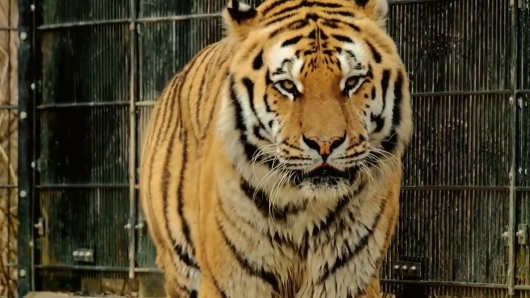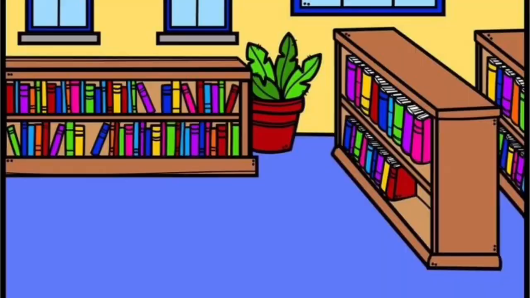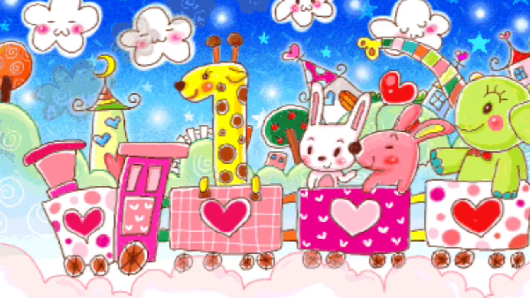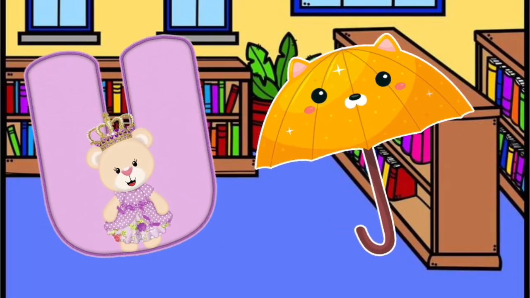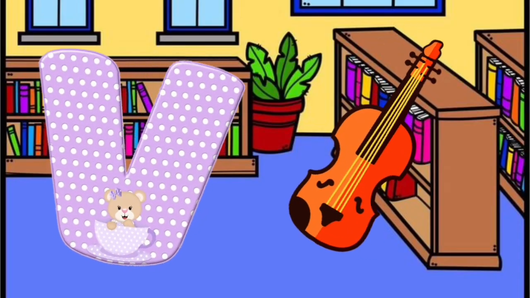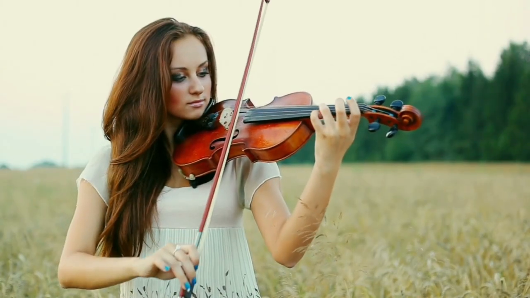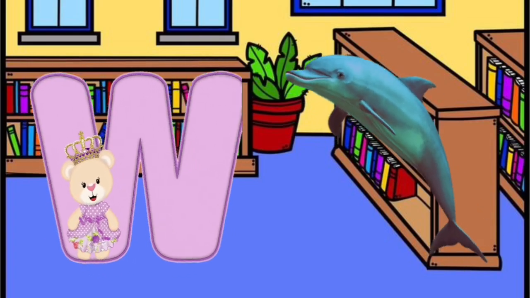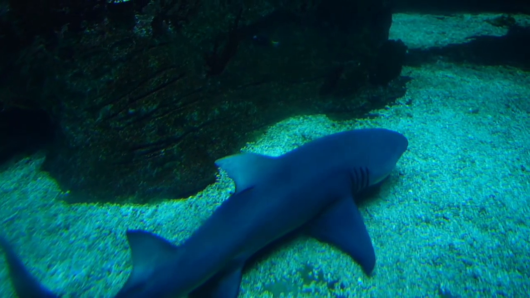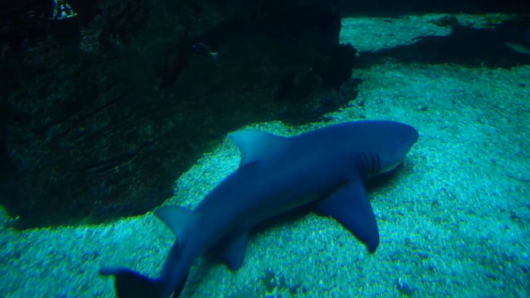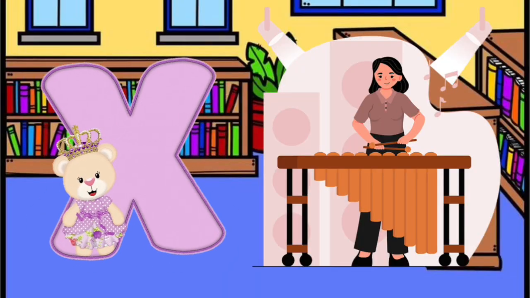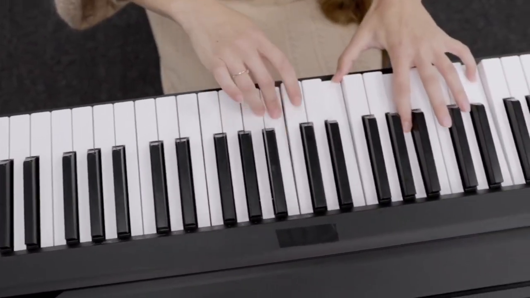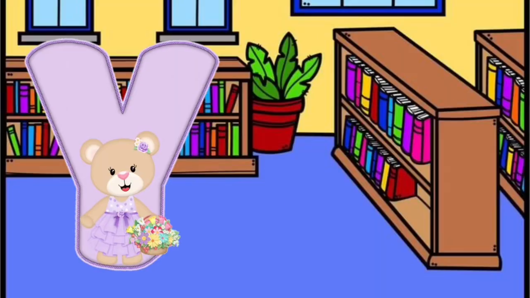Tiger. T, tiger. U is for umbrella. Umbrella. U, umbrella. V is for violin. Violin. V, violin. W is for whale. Whale. W, whale. X is for xylophone. Xylophone. X, xylophone. Y is for yo-yo.